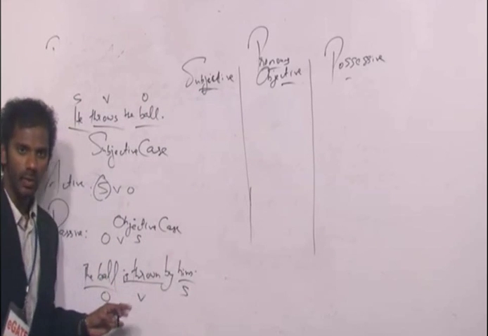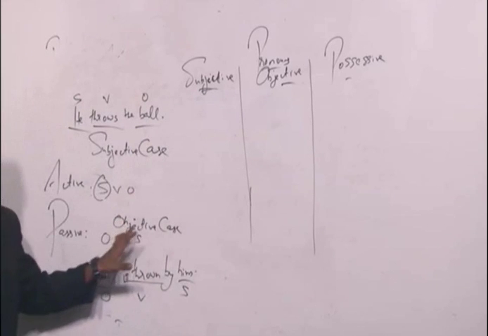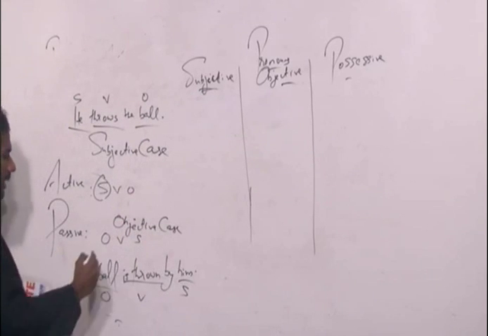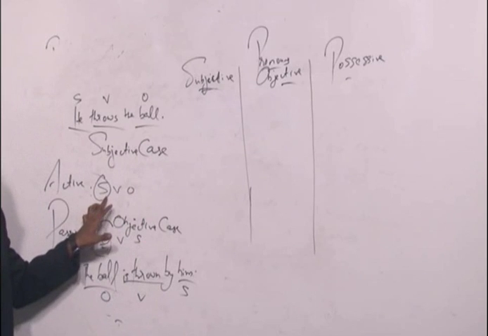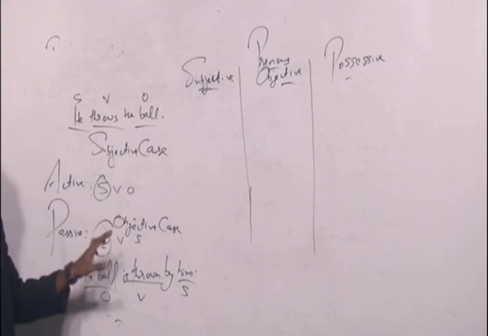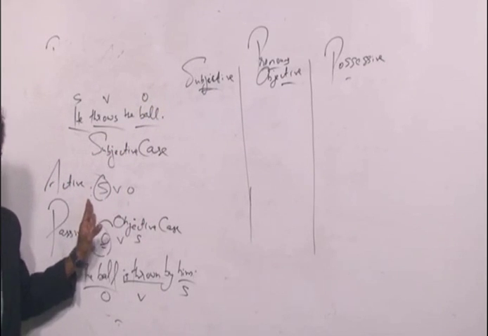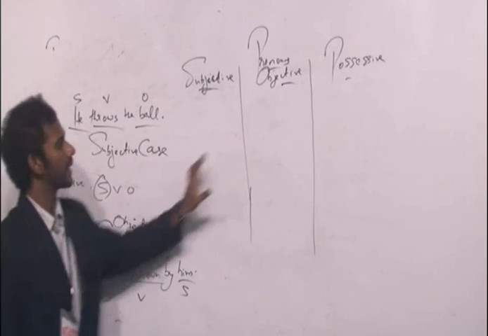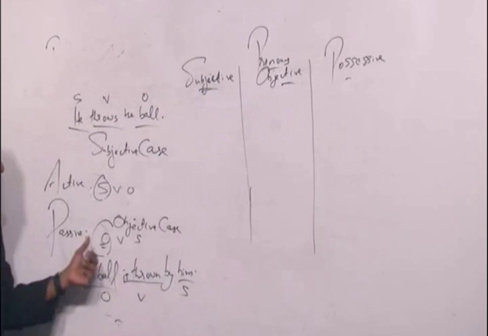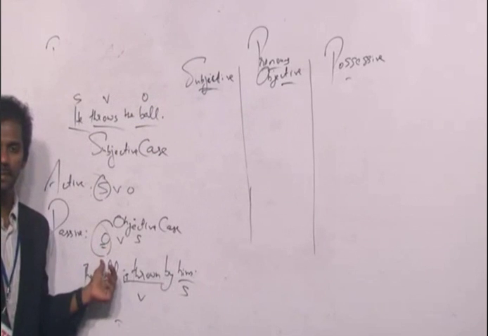A sentence in the passive voice is termed as a sentence in the objective case. That means the object comes at the beginning of the sentence. Clear? A sentence in the active voice is termed as a sentence in the subjective case. That means the subject comes at the beginning of the sentence. Whereas a sentence in the passive voice is termed as a sentence in the objective case. That means the object comes at the beginning of the sentence.